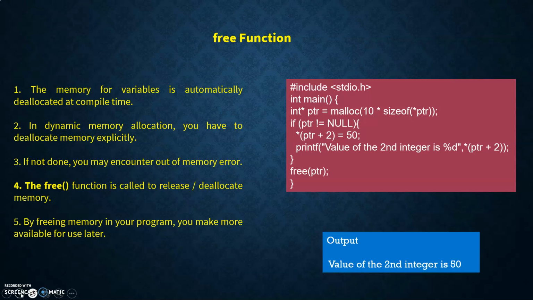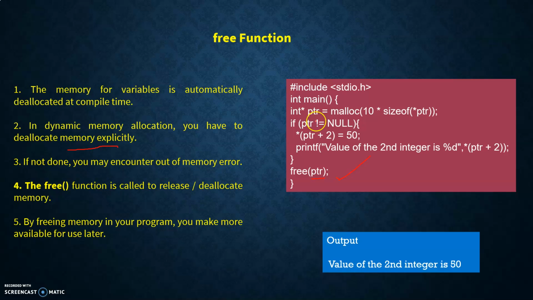So here I can change my function. This is called the free function. That means when my job is done, free the memory allocation. The memory of variables is automatically deallocated at compile time. In dynamic memory allocation, you have to deallocate memory explicitly. I have to clear it. Explicitly means yes, you have to clear the item. Hence at the last of the program, you are writing free PTR.